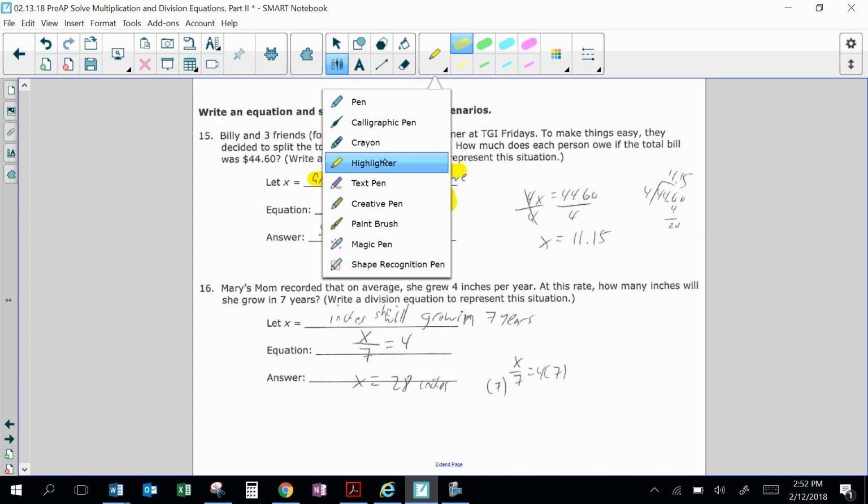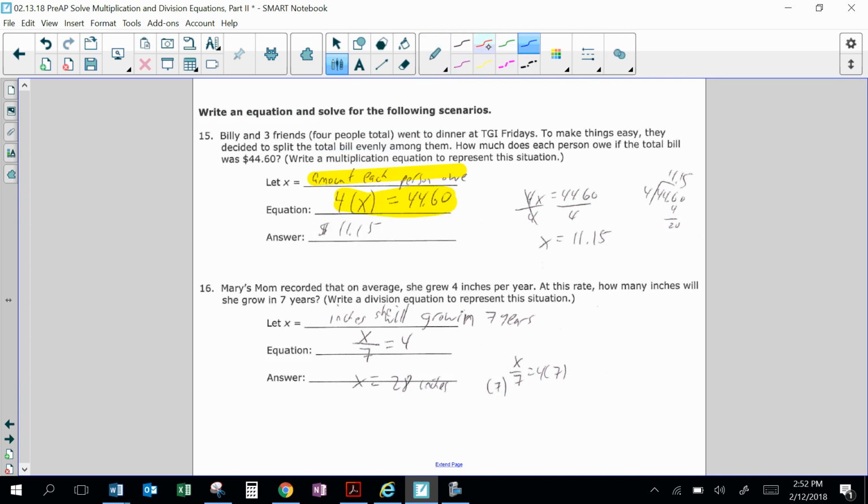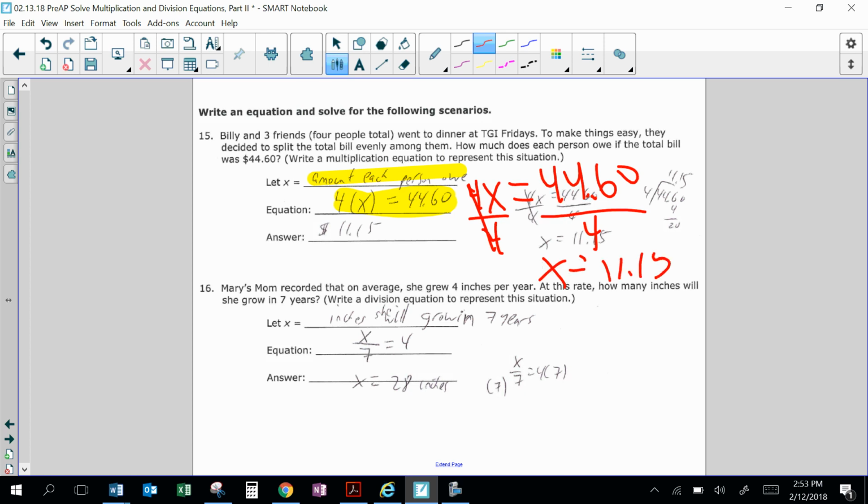I'll be honest, if I was doing this, well, it is my handwriting, I don't know why I wrote it this way. I would have written it as 4X equals $44.60. So this is a multiplication. The inverse is divide both sides by 4. So that cancels out. X equals $11.15.